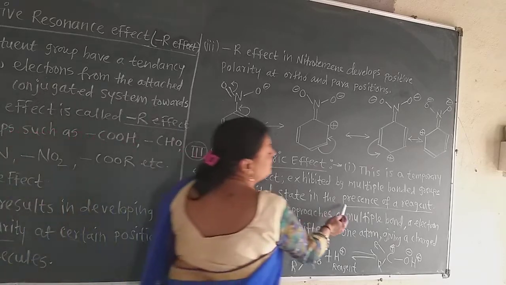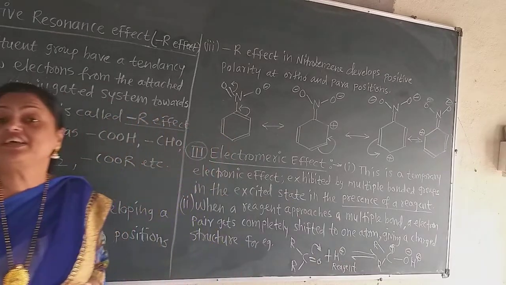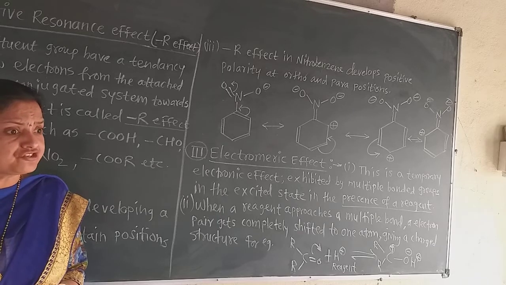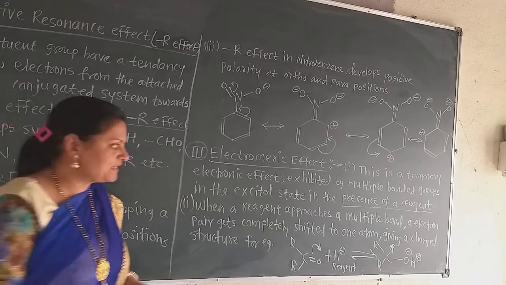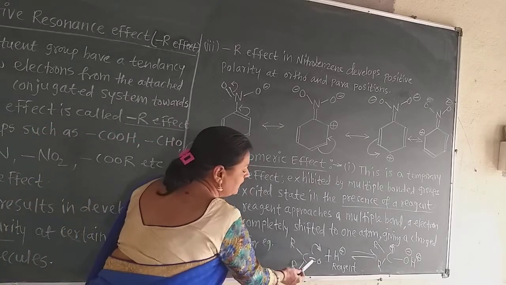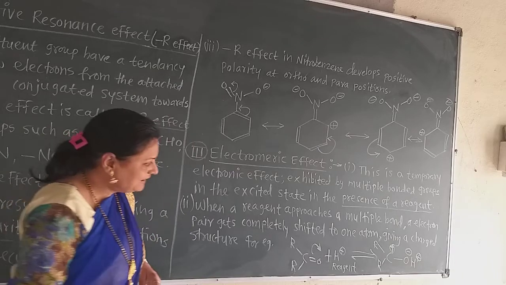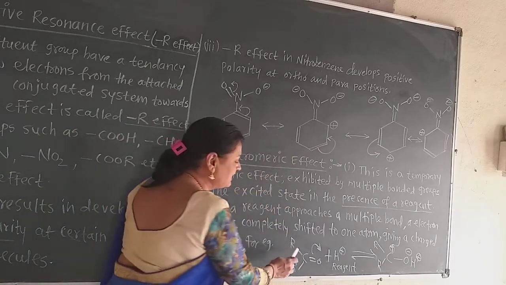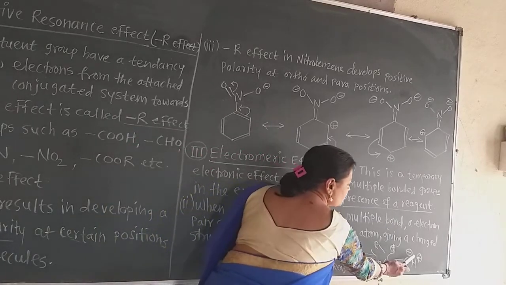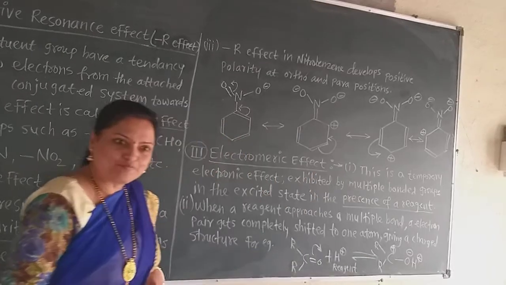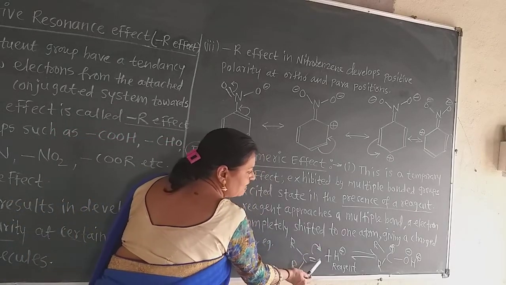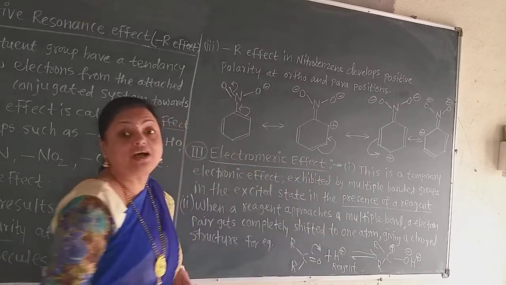This word is very important. In the presence of a reagent, there is only the electromeric effect. The reagents are positively charged electrophiles, such as the H plus ion. Now see, this is the ketone, here is the multiple bond, and in the presence of this reagent, what happened? There is complete transfer of this electron, and there is formation of a charged structure, positive and negative, because due to the transfer of the pi electron, oxygen acquires negative charge and carbon acquires the positive charge.